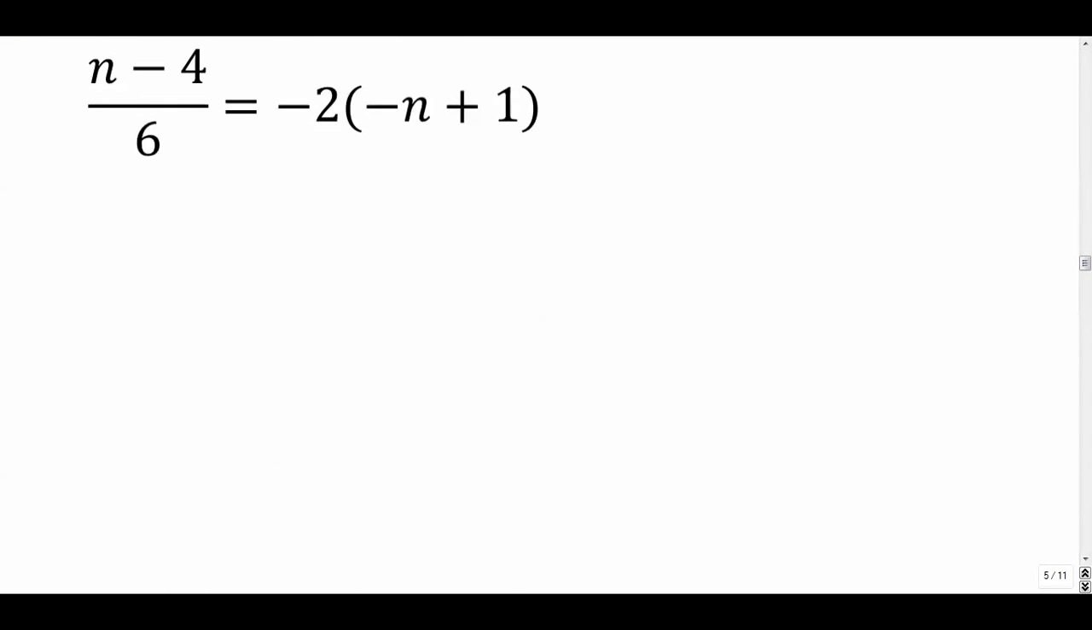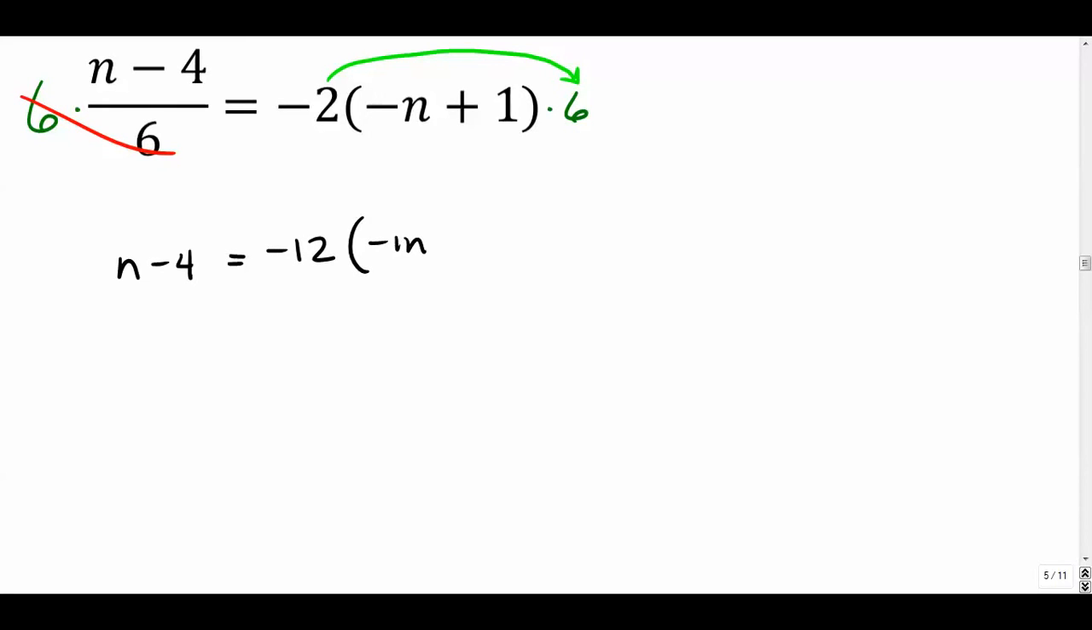Something like this, we've got ourselves a binomial divided by a constant is equal to a distributive property. Same deal, we're going to multiply both sides by 6. On the left hand side these cancel, leaving us with just the numerator. And watch this, we got -2 times 6. Let's do that first. -2 times 6 is -12. In parentheses, -n plus 1.